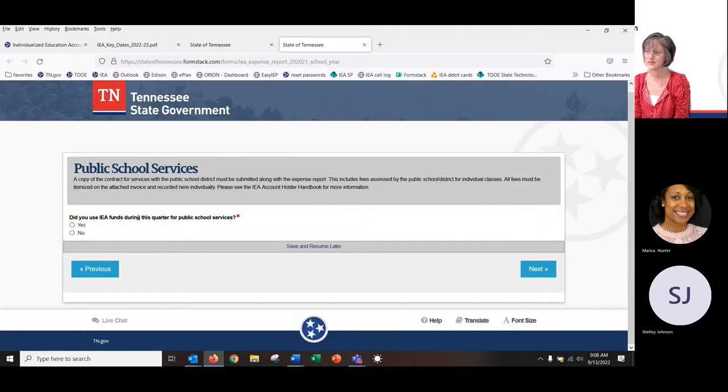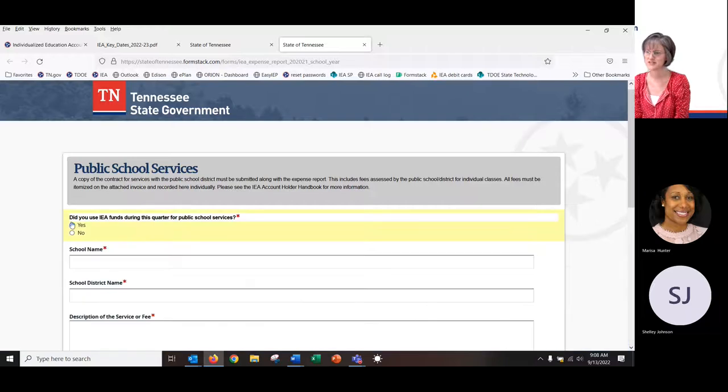Our next category would be public school services. We don't have a lot of this happening, but you do have that option to contract with a public school for different approvable courses. If you had a public school that you wanted to contract for your child to participate in band, or maybe for an advanced placement course that they offered and you wanted your child to be able to participate in that. If your public school is agreeable for that, then you can contract with them for your child to participate there.